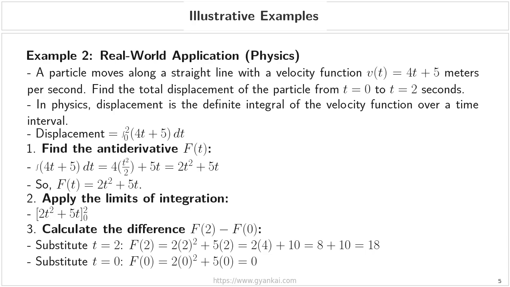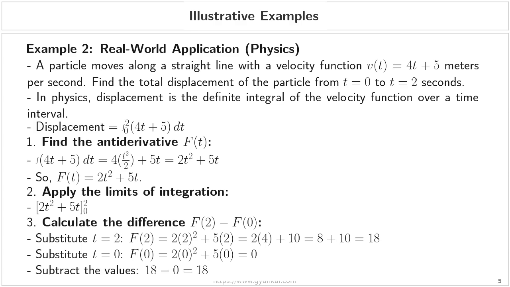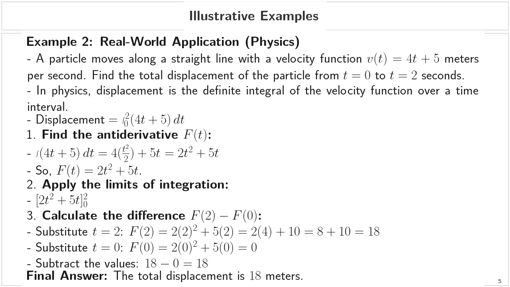Substituting t equals 0 into our antiderivative, we get 2 times 0 squared plus 5 times 0, which equals 0. Now we subtract. 18 minus 0 equals 18. Therefore, the total displacement of the particle from t equals 0 to t equals 2 seconds is 18 meters. And that completes our example.